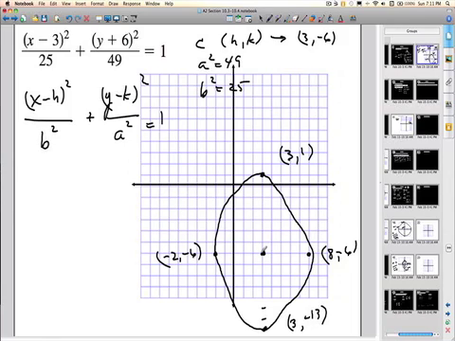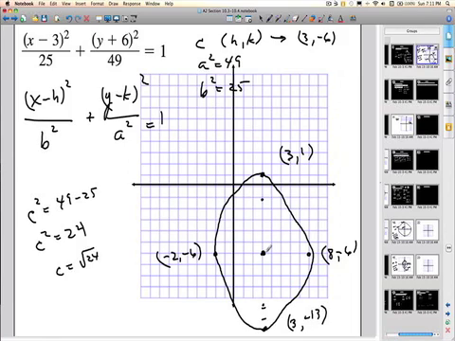Now my foci are going to be a distance up and a distance down, and it's going to be c squared is equal to 49 minus 25. So c squared will be equal to 24. So c will be equal to root 24. So that's almost 5. 1, 2, 3, 4, and just barely less than 5.